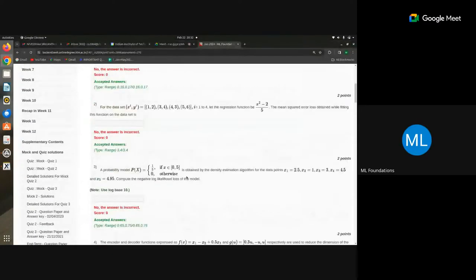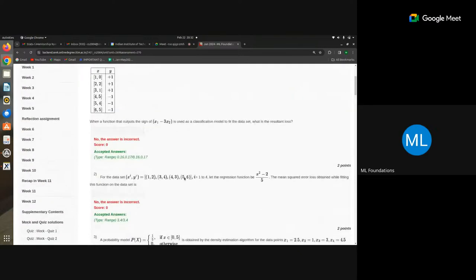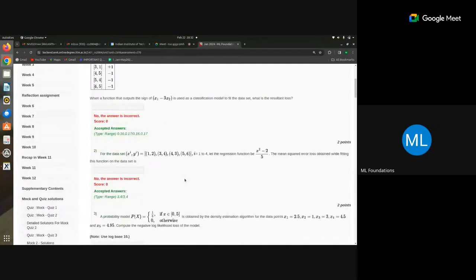So, shall we go to question number 2? Yes, sir. The question is: for the data set (x_i, y_i), which is (1, 2), (3, 4), (4, 3), (5, 6), where i goes from 1 to 4, let the regression function be (x square minus 2) by 5. It's the same kind of question as the first one. Are you able to visualize this representation?